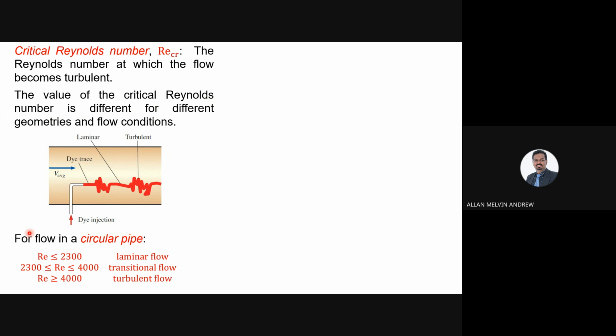Okay, so in a circular pipe, usually it will be like this. If the Reynolds number is less than or equal to 2300, we consider it a laminar flow. If the Reynolds number is between 2300 and 4000, we call it a transitional flow. Meaning it is transitioning from laminar to turbulent in that phase. So the transitional flow is not necessarily one point. It can be one zone, one range. The range is 2300 to 4000. And if the Reynolds number is more than 4000, we consider it a turbulent flow.